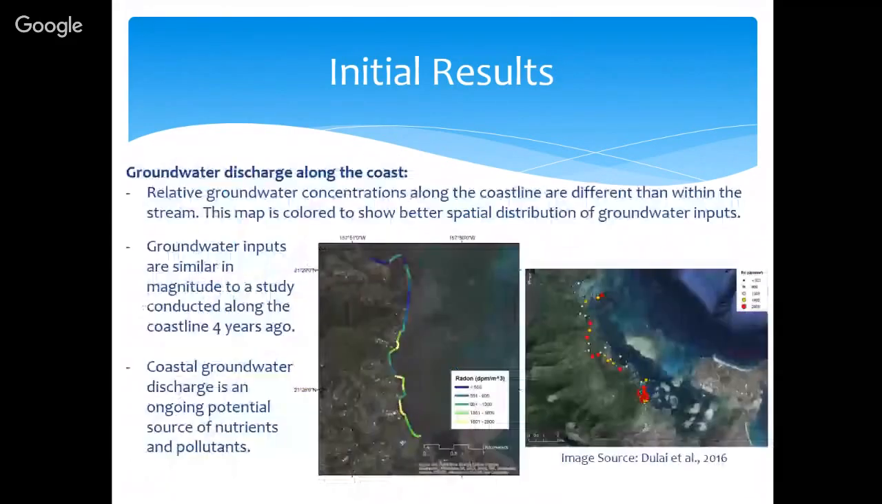I wanted to focus a little bit more on the coastline, so I've recolored the same map as previously to show really the variation along the coastline. The relative groundwater concentrations along coastlines are different than within the stream. And so you can definitively see that there are hotspots for groundwater inputs along Kaneohe Bay near Kahaluu. And these groundwater inputs are similar in magnitude to a study conducted along the coastline 4 years ago. So this is an ongoing problem, and we need to further look at it.